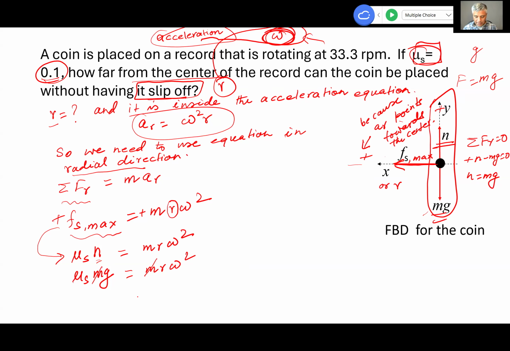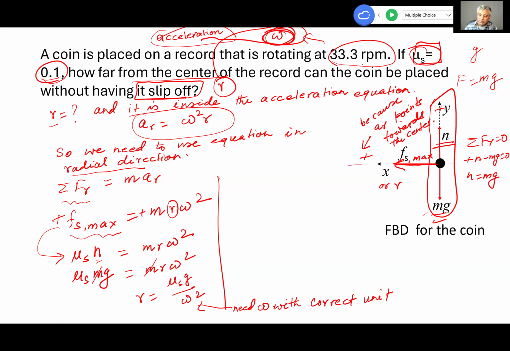So now I can solve this one for R, which means mu s times g over omega squared. Still need omega with the correct unit. See, omega is there, but the unit is not there. So this is revolution per minute. So omega is 33.3 revolution over minute. Per minute means that, right?